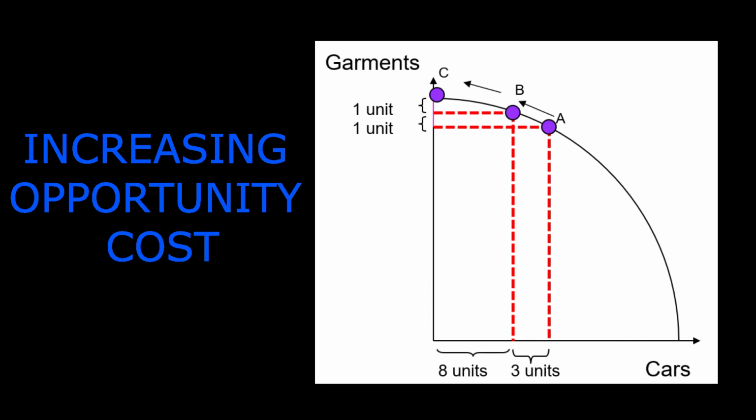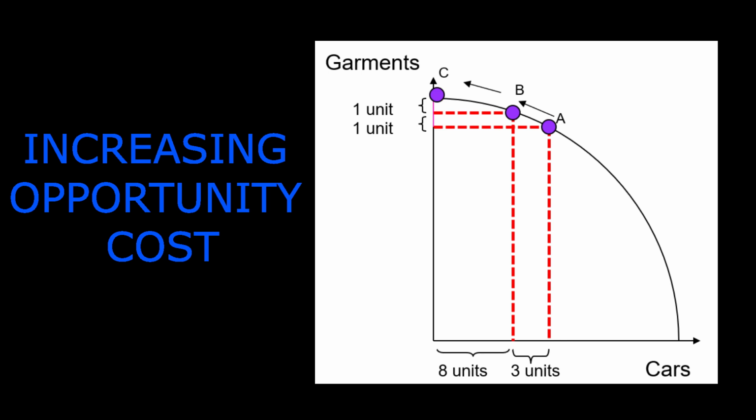As you can see here, there are 3 points, A, B, C. Let's start off with point A. So let's say you are going to move from point A to point B. You can see that if you move from point A to point B, you are gaining one more unit of garment. But on the other hand, you are losing production of 3 units of cars. As you continue to move from point B to point C, you are gaining still one more unit of garment, but now you are losing 8 units of cars.